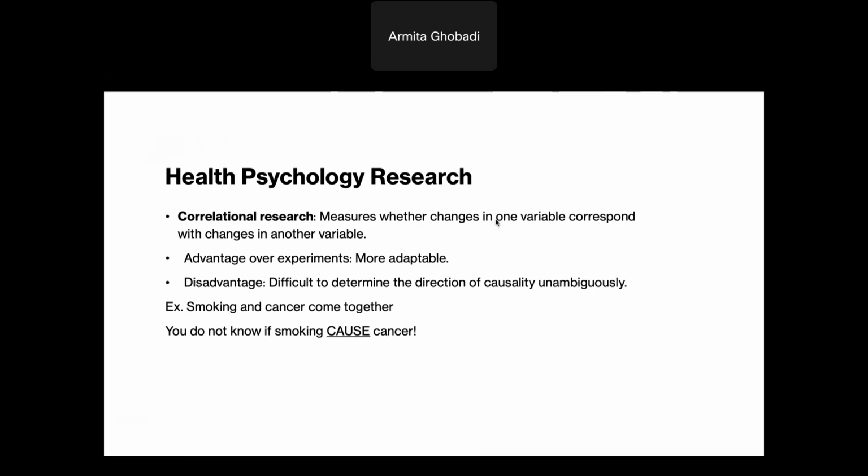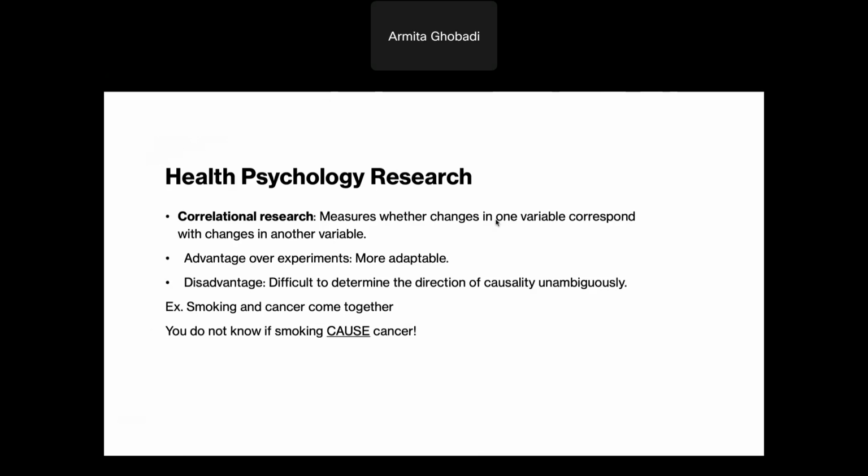cancer. One of the advantages of correlational research is that it is very adaptable. It's just very easy to understand. One of the disadvantages is that it is very difficult to understand causality and the direction of causality. For example, we don't know if variable A is going to cause variable B, and whether increasing variable A is going to cause more variable B, or maybe it is decreasing of variable A that is going to cause variable B.